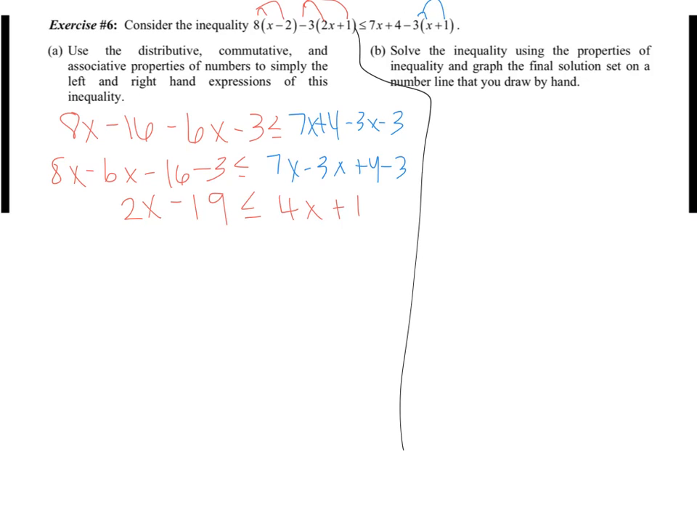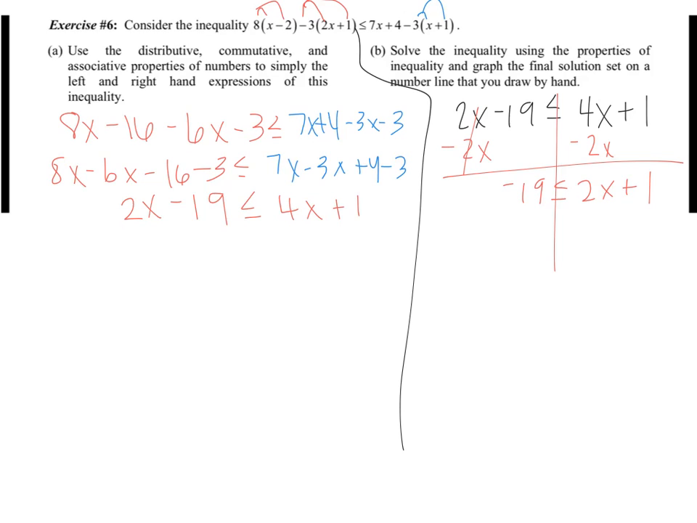So now we're going to solve this equation. So 2x minus 19 is less than or equal to 4x plus 1. So let's solve. We need to get the variables to one side. So negative 19 is less than or equal to 2x plus 1. Then we're going to get the constants to the other side. So negative 20 is less than or equal to 2x.